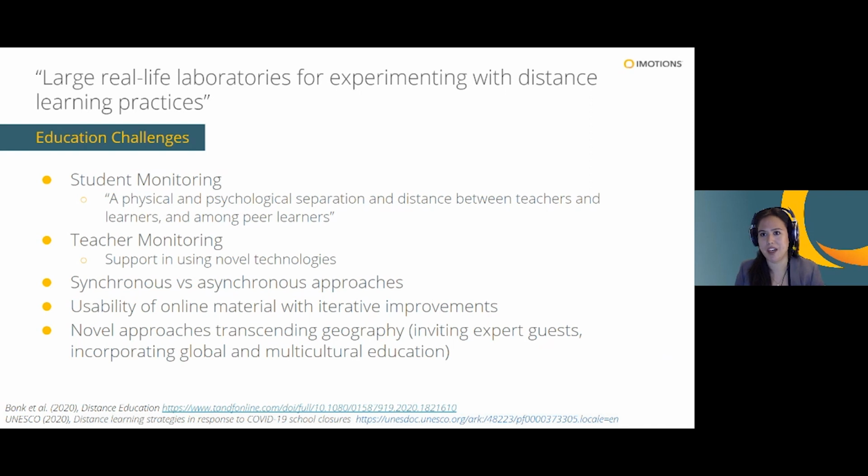So student monitoring is something that obviously makes a lot of sense. One really good quote here from one of the papers cited is that there's now a physical and psychological separation and distance between teachers and learners, and even among peer learners. And obviously that's going to have huge implications for student engagement, not just with the teacher, but with each other. I'm sure a lot of you have already seen that when you're trying to teach classes over Zoom. A lot of the students will have their cameras off, or their hands on their faces, just looking really bored. I've seen that too in my own lectures that I've given to students.